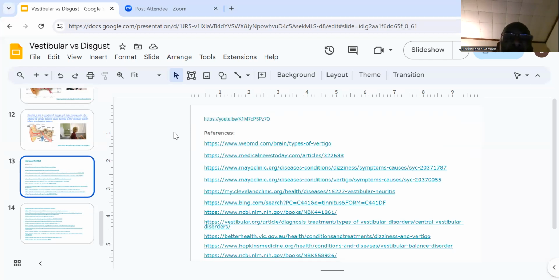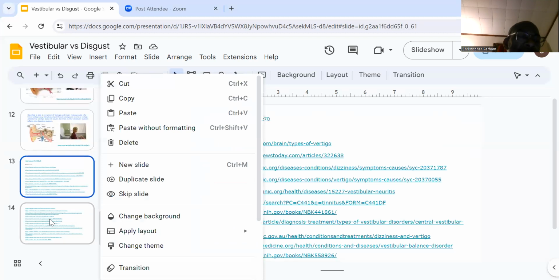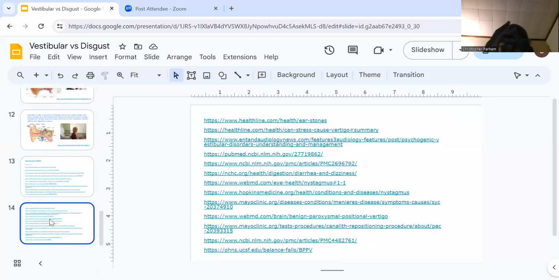Nausea, vomit, motion sickness, balance, lack thereof, and a couple of other ones as well. But these are the basic references that I have here, and they deal with a bunch of different issues.